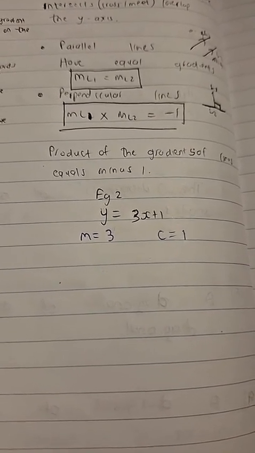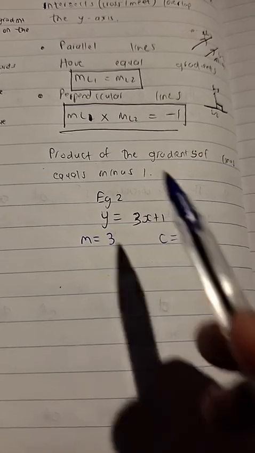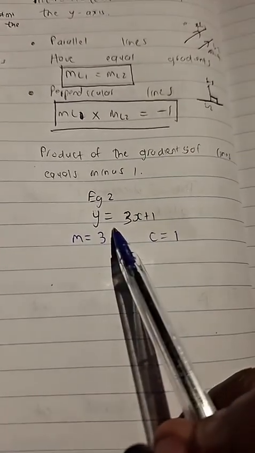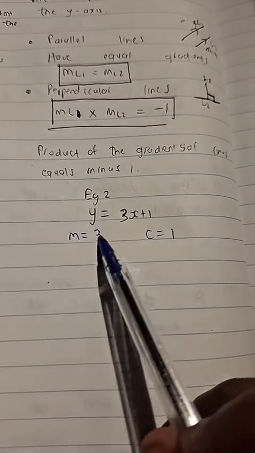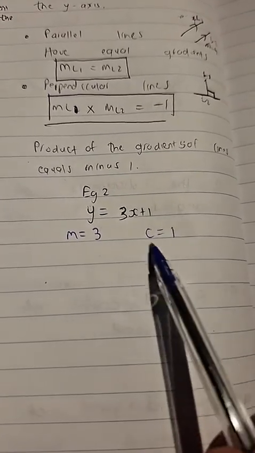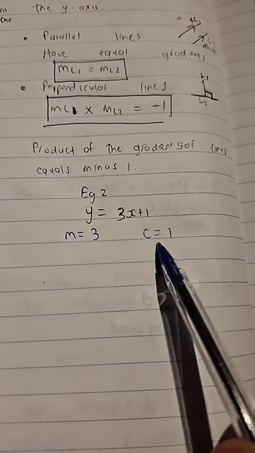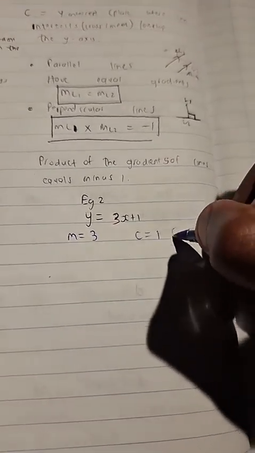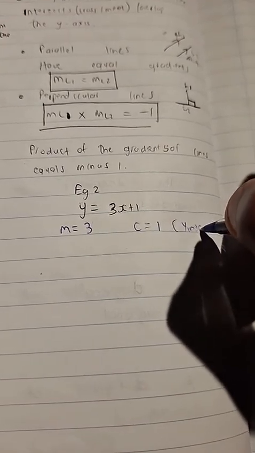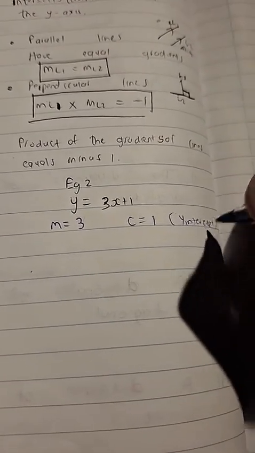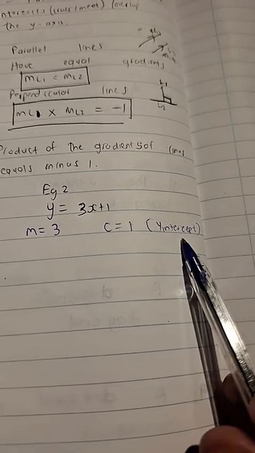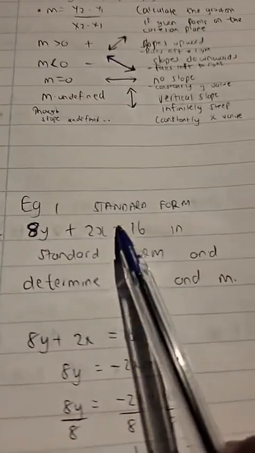That wasn't too hard, was it? Once the equation is in standard form, writing down the value of the gradient is easy. Writing down the value of c is very easy. Furthermore, we know that this c value is a representation of the y-intercept. Okay, very important. Let's go to another example.